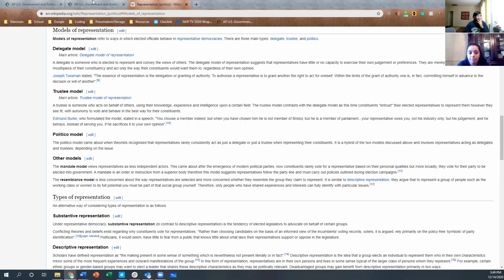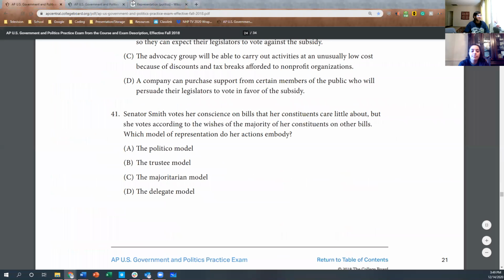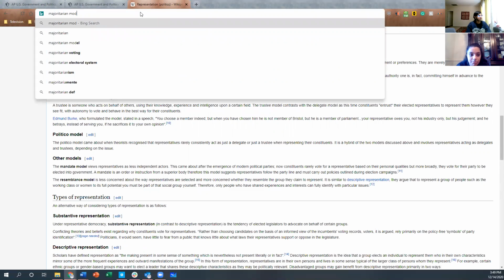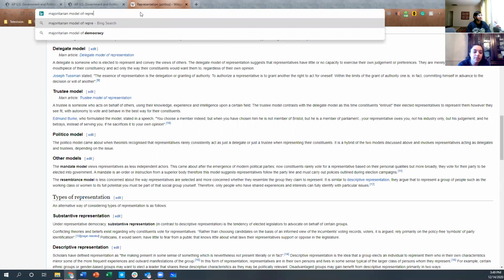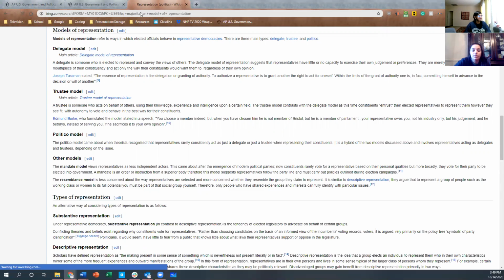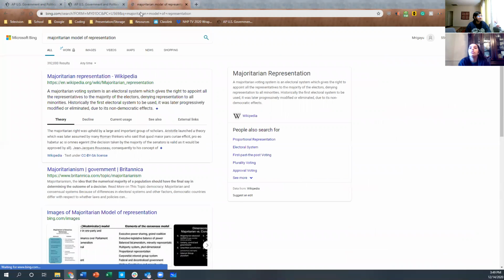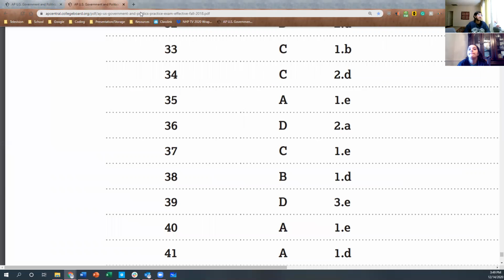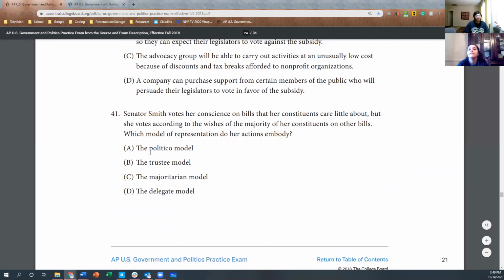Okay. What is majoritarian? Is that even a thing? Model of representation. Is that a thing? I don't think that has to... right, to appoint all the representatives to the majority of the electors, denying representation to minorities. That's not it. Okay. So yeah, it's political model, whatever that is.